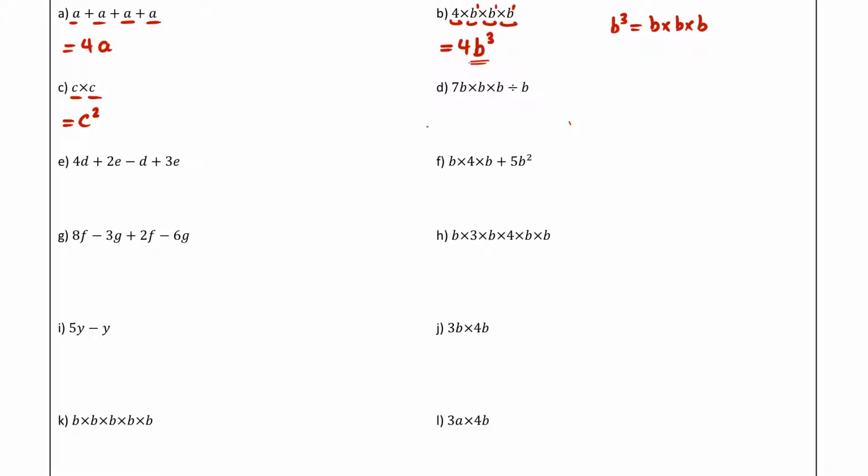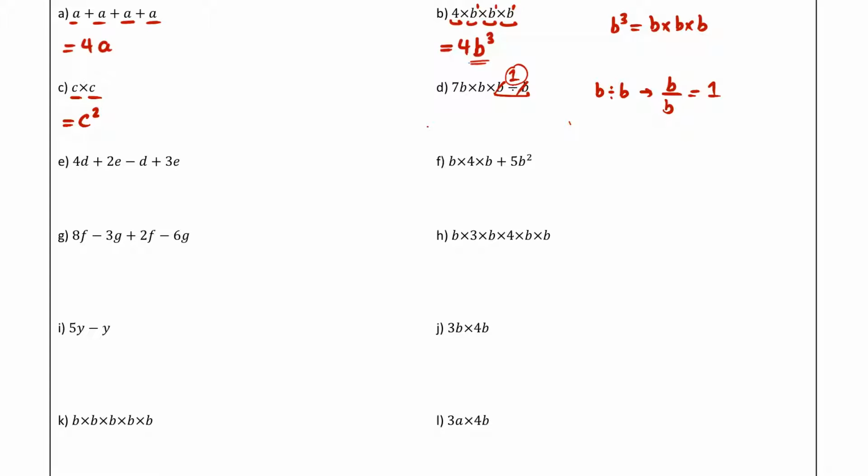In this case over here, I have 7b times b times b divided by b. So I'm going to break this down. First of all, I have b divided by b. I can write it as a fraction, and any number divided by itself is just equal to 1. So these two can cancel out, and I can just say I'm multiplying here by 1, and any number multiplied by 1 is just itself.